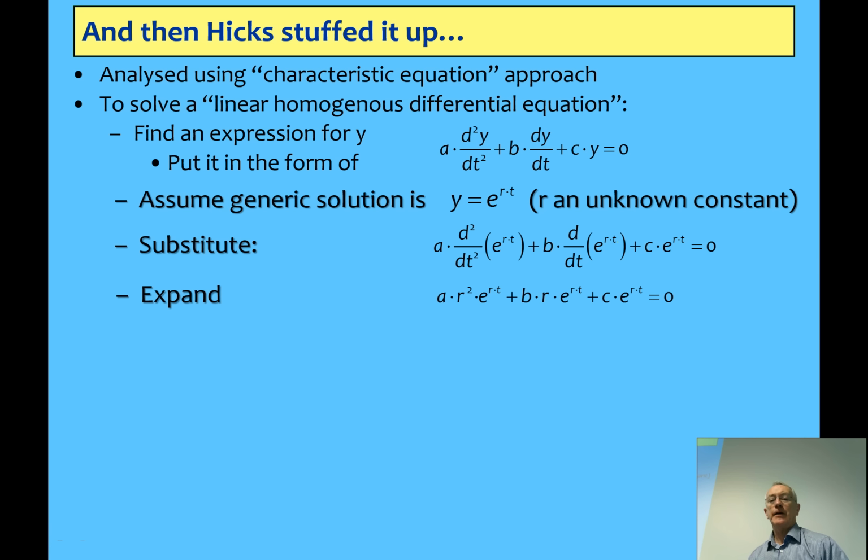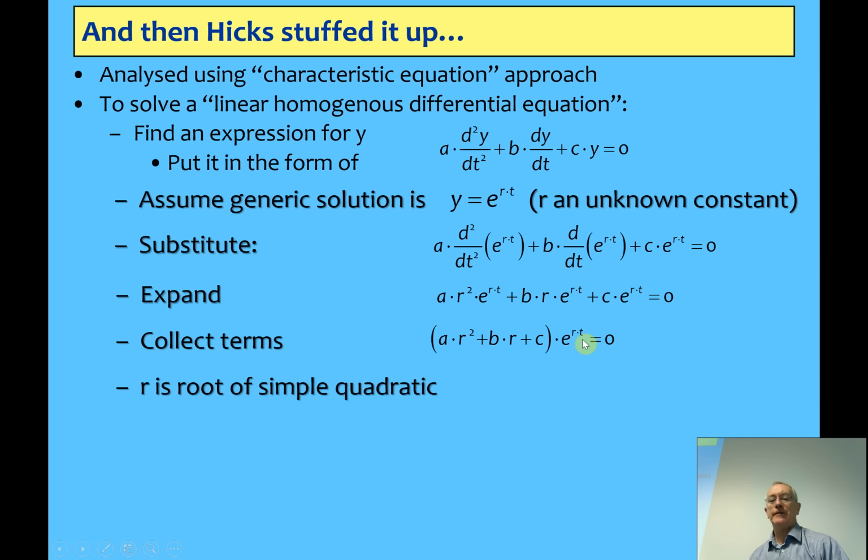So when you expand it out, you get a multiplied by r squared times e to the rt, plus b multiplied by r times e to the rt, plus c multiplied by e to the rt. Okay? Now we know that e to the rt is not 0. It's a non-zero term. When you have an exponential to the minus infinity, you approach 0, but you never get 0. So you can collect all your terms there, and you know straight away that that is not 0, so you can just multiply both sides and cancel it out. And what you've got is a quadratic equation. So you turn this thing, which is hard to understand, into a quadratic which is easy to understand.